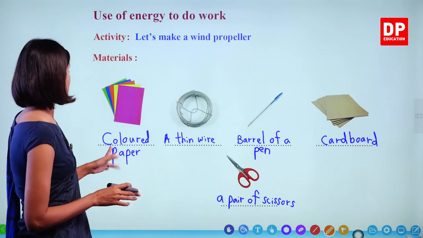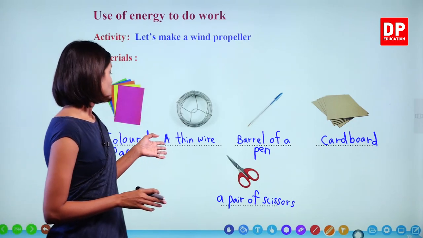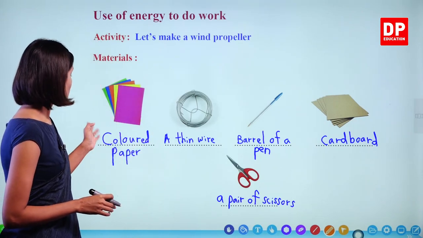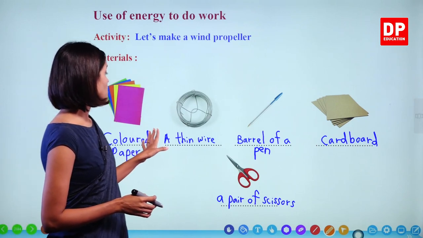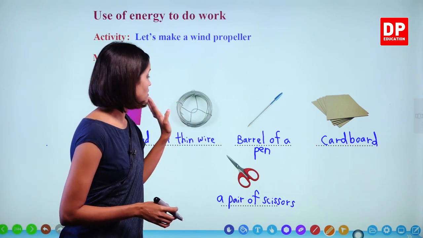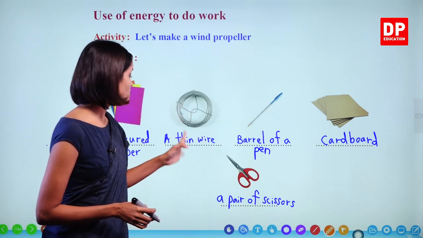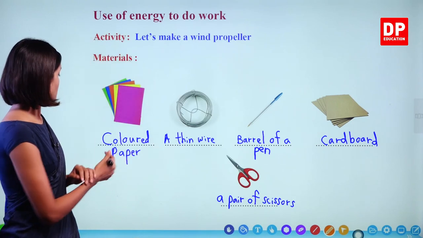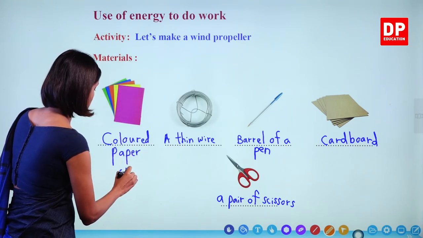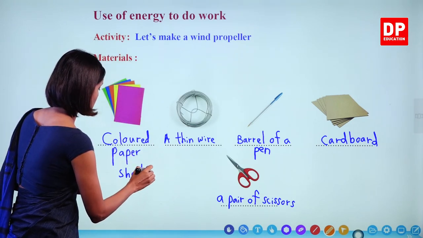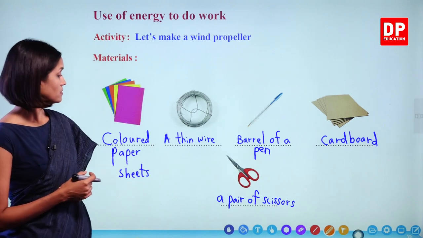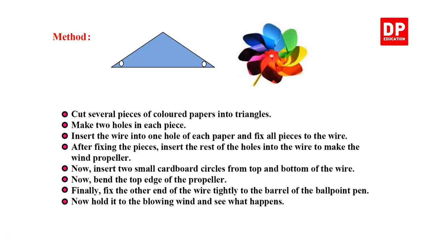Okay, colored paper, thin wire, a few colored papers, right? Thin wire, barrel of a pen, cardboard, a pair of scissors. You'll need colored paper sheets. Right. So we will see how to do this activity, our method.